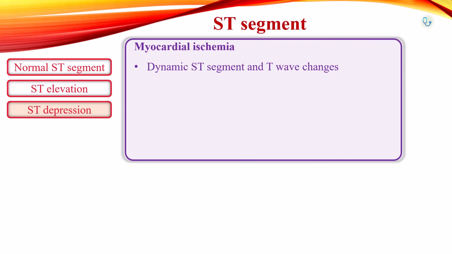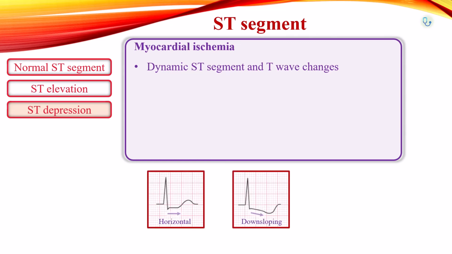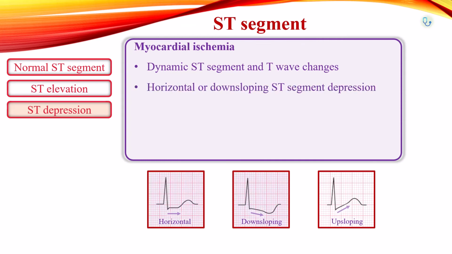Dynamic ST segment and T wave changes favors myocardial ischemia. ST depression can be either horizontal, downsloping, or upsloping, but horizontal or downsloping ST depression more than 0.5 mm at the J point, in 2 or more contiguous leads indicates myocardial ischemia.